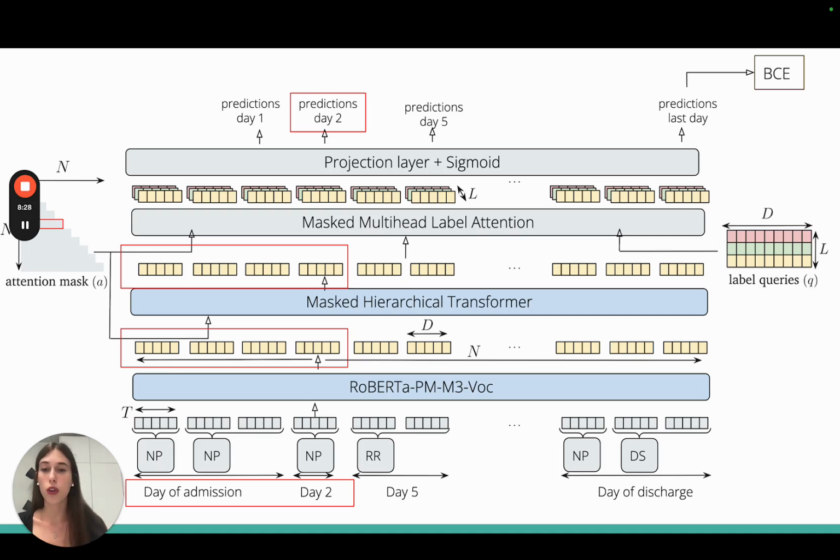Overall, this is the full architecture, which first splits the nodes into chunks and obtains the chunk representations through a pre-trained transformer encoder. Then we have a masked hierarchical transformer, which applies causal attention, and then we have a masked multi-head label attention, which applies also causal attention between the intermediate representations and the label queries. Afterwards, we apply a projection layer and a sigmoid to obtain the probabilities for each day. And then this is trained using a binary cross-entropy loss.